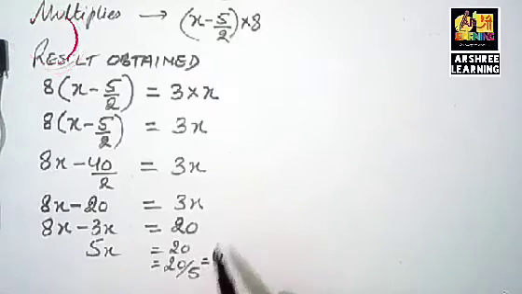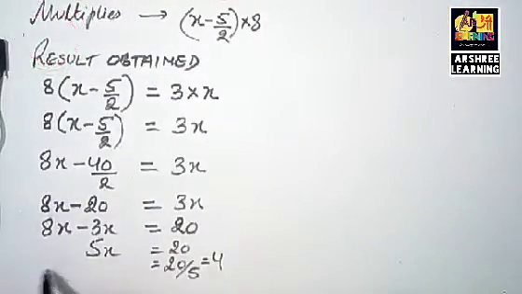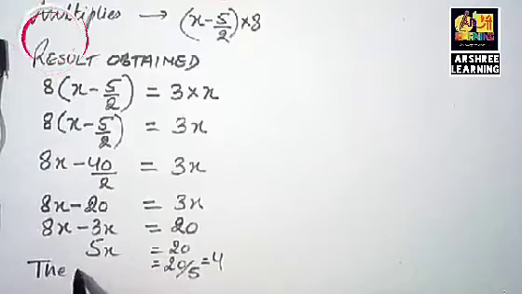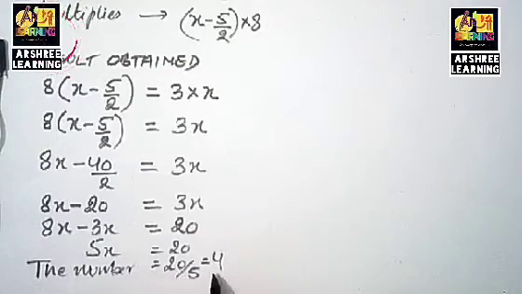So in the end you will write the number which you had supposed was x. So you can write: the number is equal to 4. This is your answer.